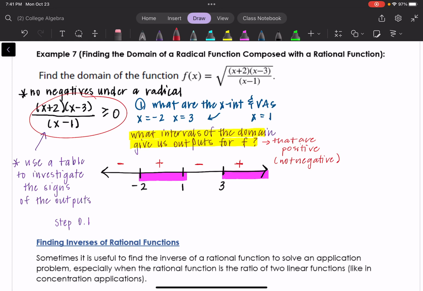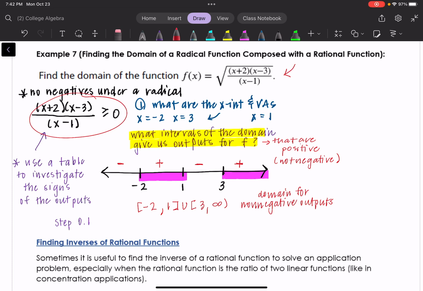And so let's write this domain. We have -2 all the way to 1, and then we have a break. And then we have from 3, including 3, all the way to infinity. And so these are the values that make non-negative values under the radical in f. Okay, so these are the non-negative outputs. This is the regions of our inputs.